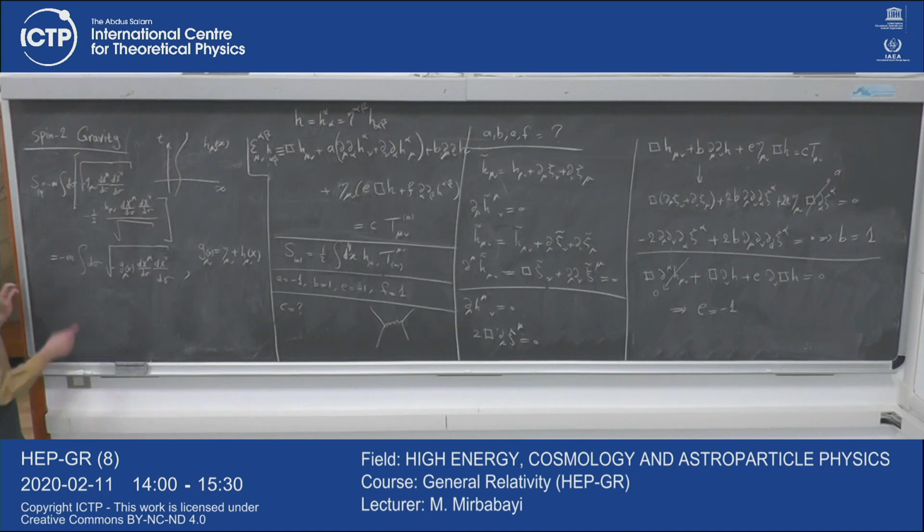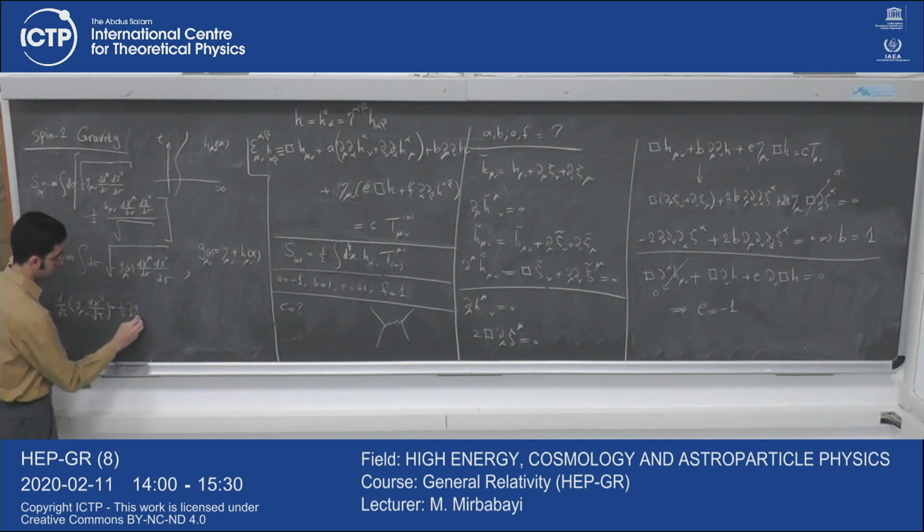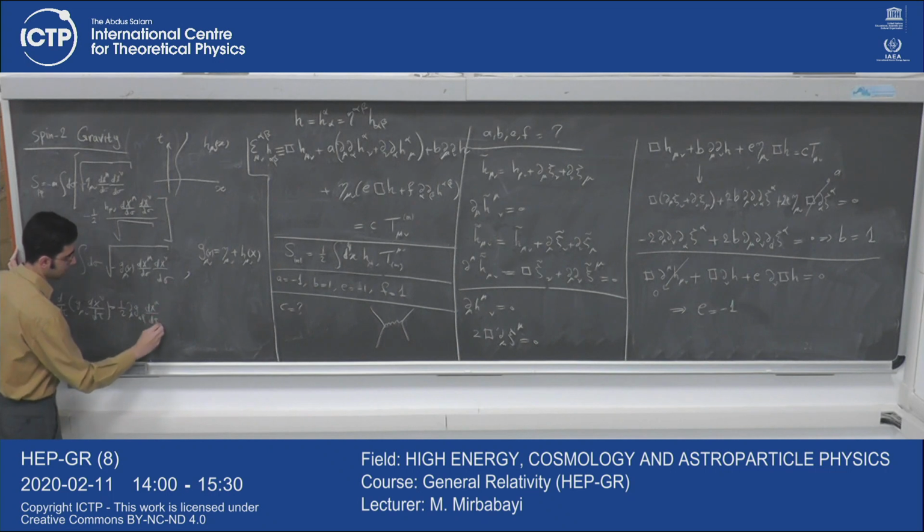And then deriving the equation of motion from this action is easy. We have already done it before. So we get d/dτ of g_{μν} dx^ν/dτ equals 1/2 ∂_μ g_{αβ} dx^α/dτ dx^β/dτ.